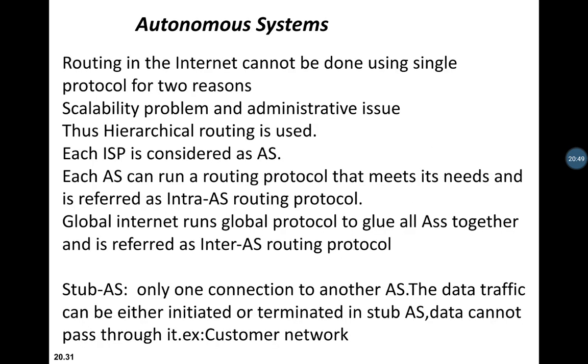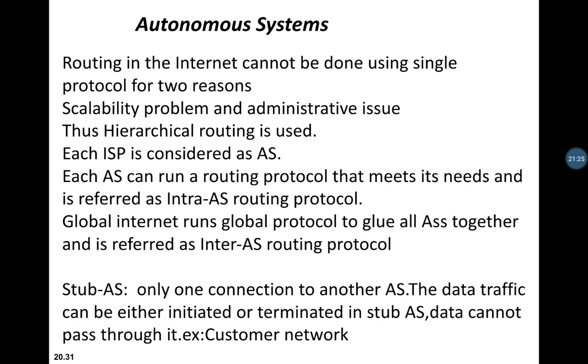An autonomous system is, in hierarchical routing, each internet service provider, be it the backbone, the provider network, or a customer network, considered as an autonomous system, which runs a routing protocol said to be the intra autonomous system routing protocol. And if the global internet runs a routing protocol which glues all the autonomous systems, it is said to be the inter AS routing protocol. So here there can be three types: one is the stub AS, then the multi-homed, then the transient.